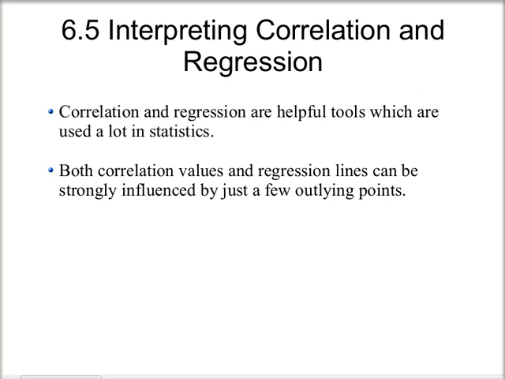So we've seen that correlation and regression are helpful tools, and they're used a lot in statistics. In this section, we're going to look at some things to watch out for when we're using correlation and regression. And the first thing to look out for is outliers, because they can have a very strong effect on both the correlation value and the regression line.